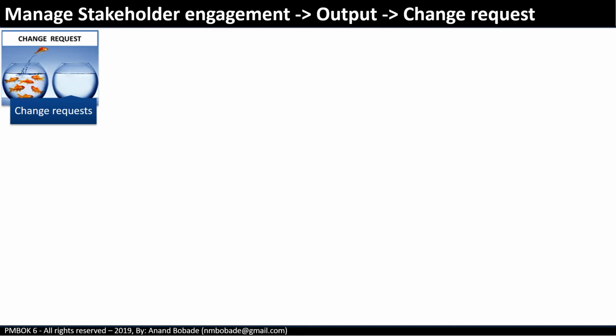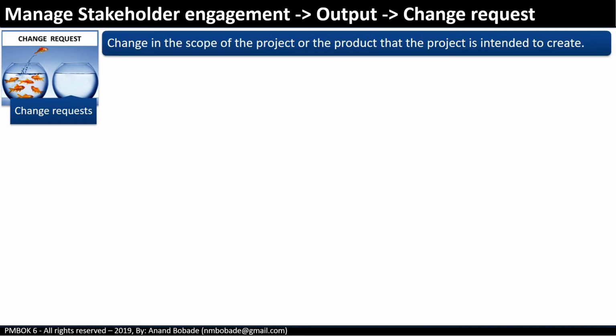Change request. After engaging with a stakeholder who may be resistant to the project, it is possible that they may suggest a change in the scope of the project. Stakeholders who are neutral or supportive of the project may like to improve the project or product, and these changes too should be considered.